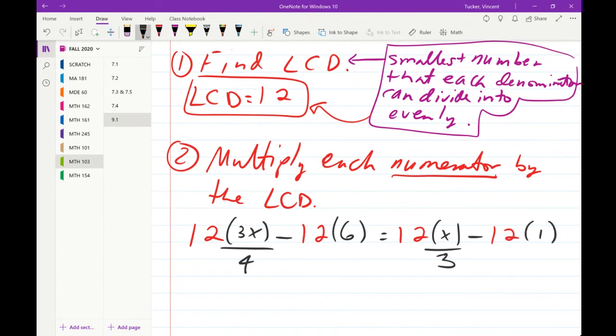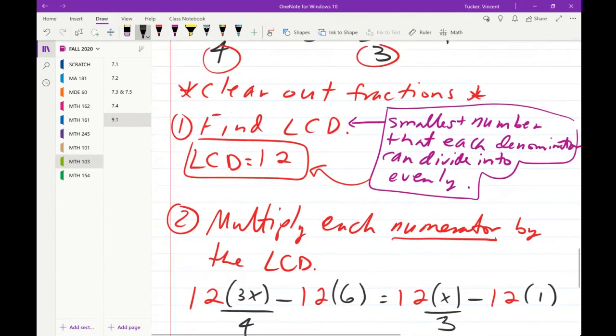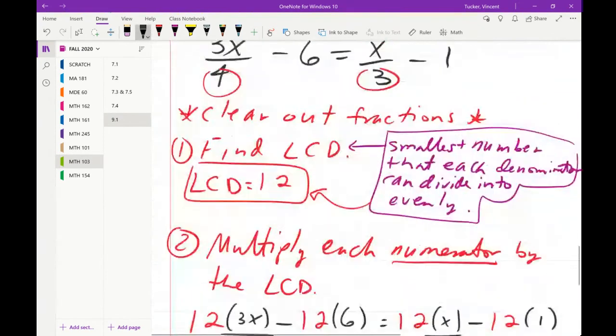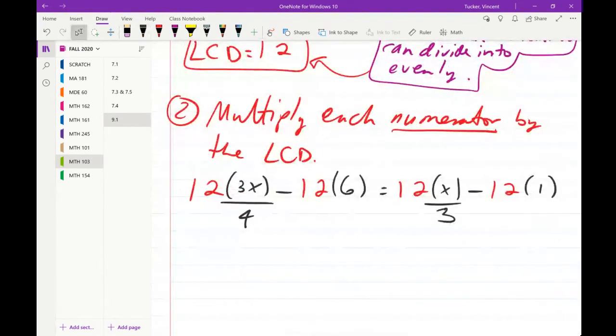So each term needs to be affected by the LCD or you will change the value of the equation. A lot of times people forget the terms that don't have the denominator. So make sure you multiply each term by the 12. Make sure I got my stuff right. 3x over 4 minus 6.